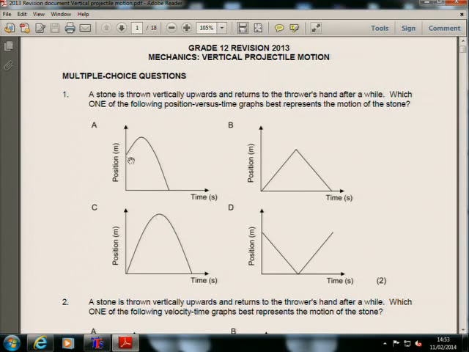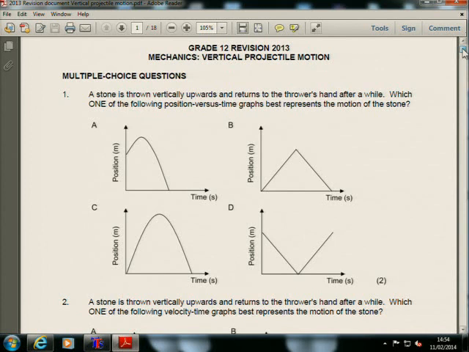It leaves the thrower's hand and it returns to the thrower's hand. In other words, it ends up in exactly the same position as which it started. Can you see that in A, they're different positions? Right. Look at C, the position is the same. In this case, they've taken the hand as 0. The position is 0. So the only answer that this could possibly be is C. Hope you got that.